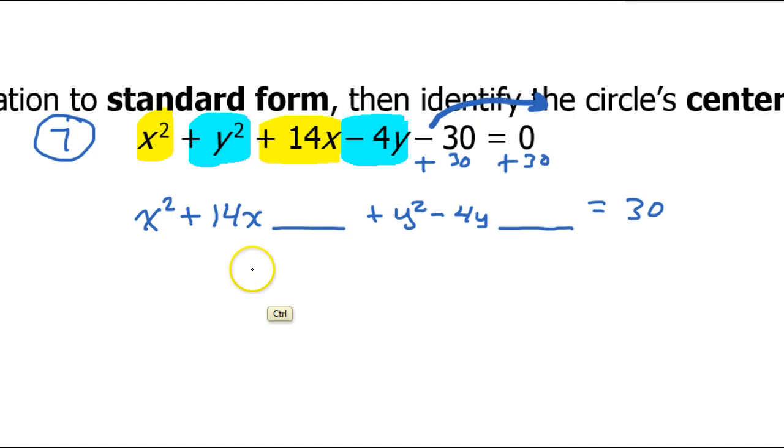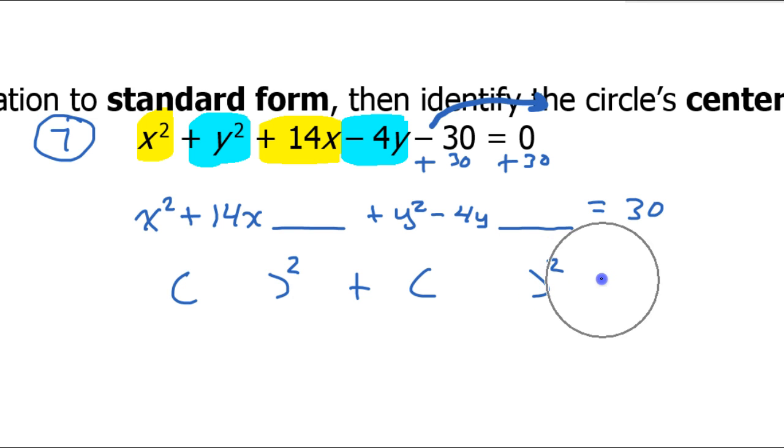Okay, so I have this. This is where the parentheses will come in. So I will write this as something squared plus something squared is equal to. Inside of the first parentheses, it's going to be x plus 7, because it's just going to be half of the 14. Inside of the second parentheses, it'll be y minus 2. It's half of the negative 4.